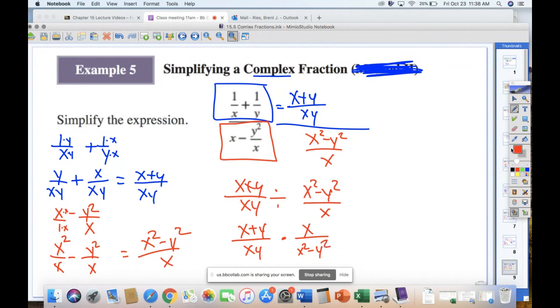Now I recognize x on top, x on bottom, this x and this x cancel. And I notice I have a difference of squares. This I can factor: x minus y, x plus y. This one does factor. It's a difference, it's a minus, that's okay. And so now when I cancel, I see x plus y cancels with x plus y. And I'm left with everything on top canceled to 1.